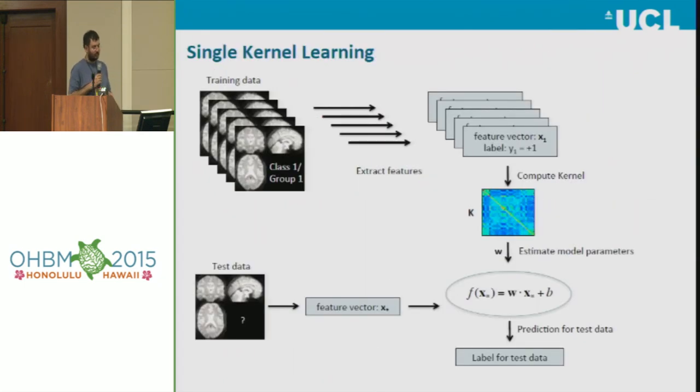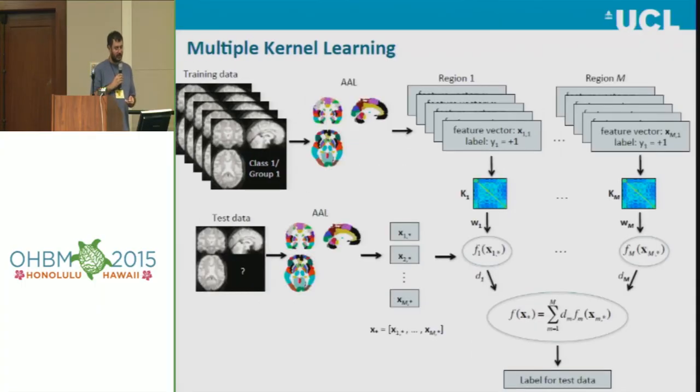Just to try and give more of an intuition of what this means, we can go back to our standard approach, which is using a single kernel, for example a single imaging modality. Here we would have a set of training data. We've extracted our features to get our feature vectors, we have our labels, and then we compute the kernel and estimate the weights. When we then have a new test subject at the bottom, we can once again extract its feature vector and apply the prediction function to this feature vector to give the prediction for the new test data. This just gives us our label.